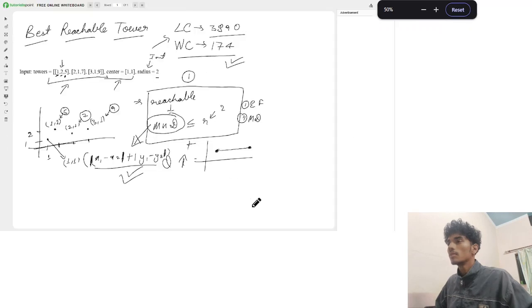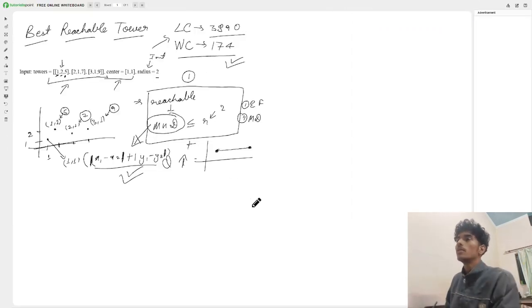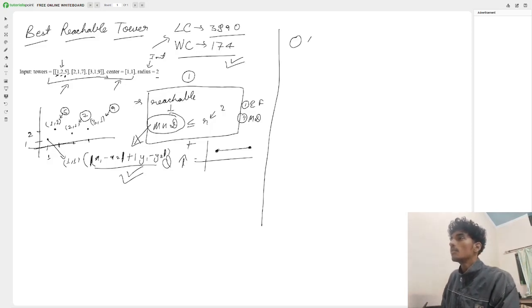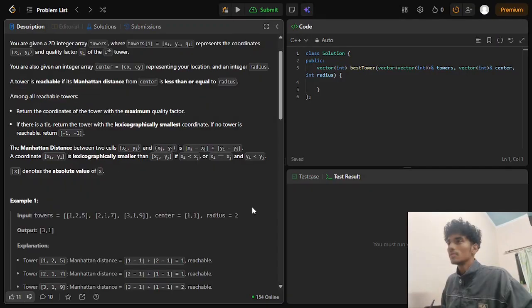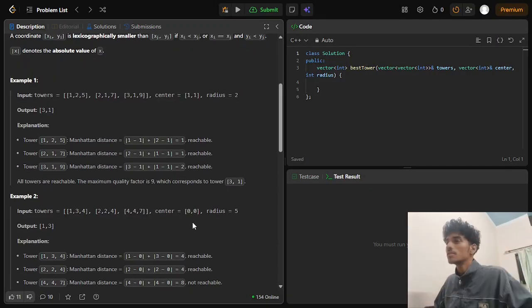Now, how will we return a particular output which is reachable and has the highest quality? This is what we need to return over here. I'm teaching you like a rote learner, right? Well, this was the very first day when I solved this problem, so you cannot expect much from me right now because everything is in my head.